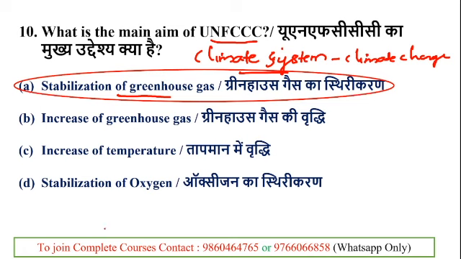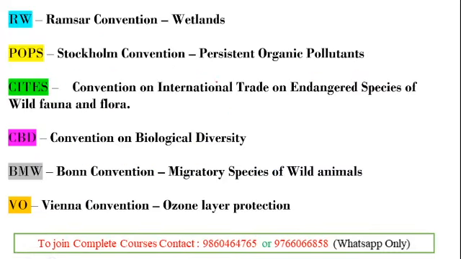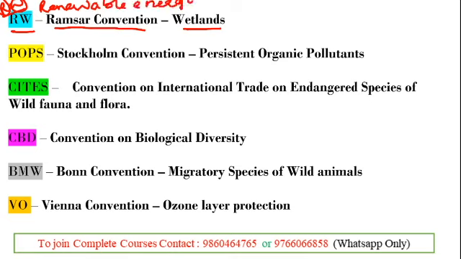Clear. Okay, then the next question. And these are shortcuts to remember the conventions and the key areas related with them. First one, RW, that is renewable energy. You can remember it as renewable energy, and here R is for Ramsar Convention and W is for wetlands. So RW is the code: R for Ramsar Convention and W for wetlands.